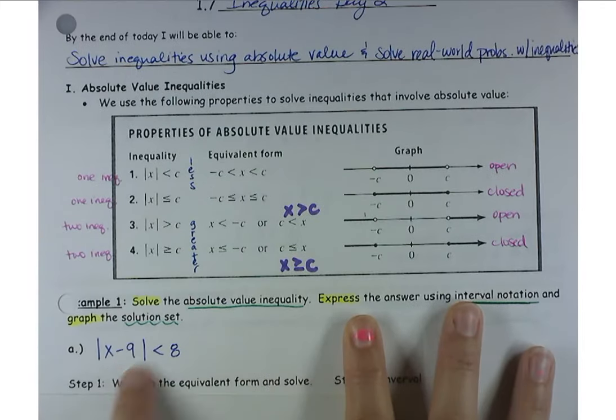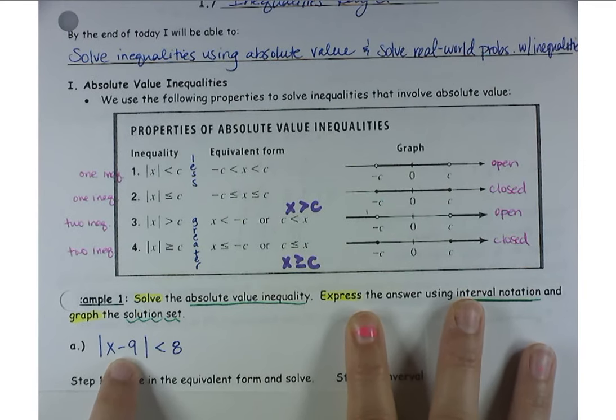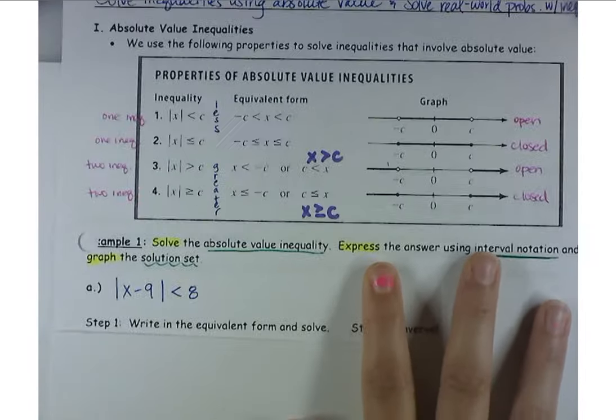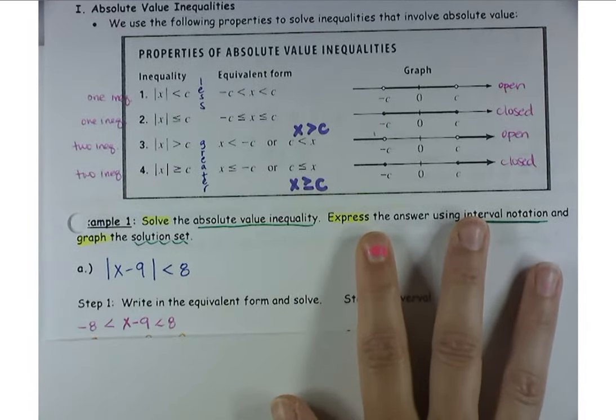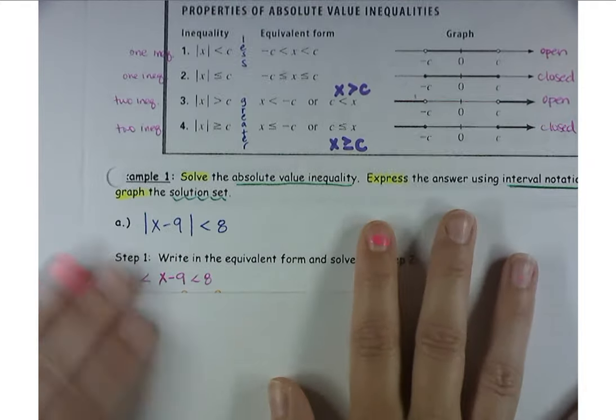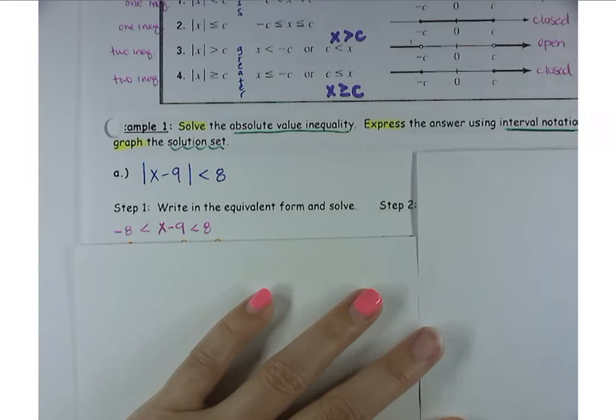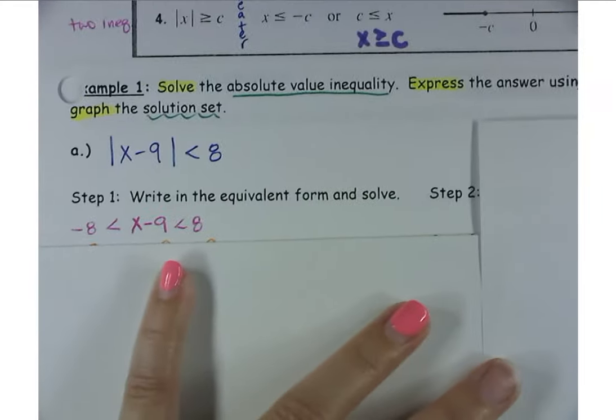So for this, X minus 9 is inside the absolute value. What's my C in this case? 8. So the opposite of C would be negative 8. Okay, so it would be 8 and negative 8. So this is going to be your equivalent form. You should have negative 8 is less than X minus 9, which is less than 8.